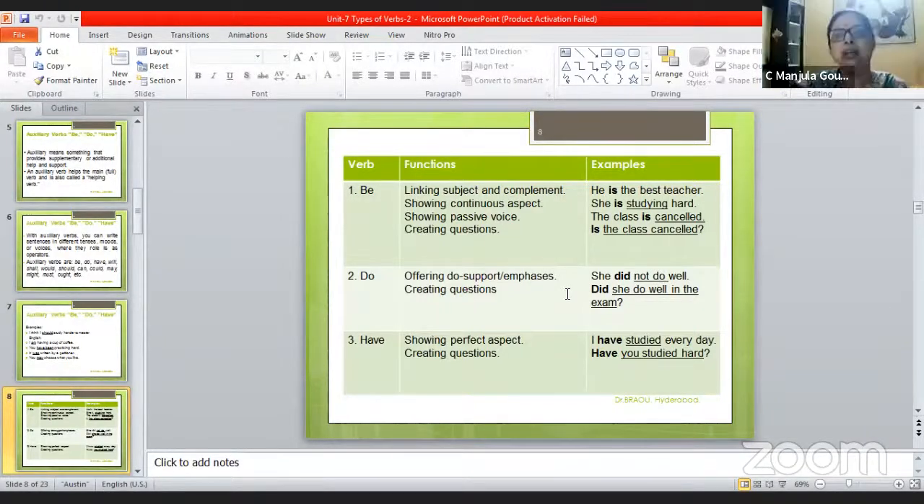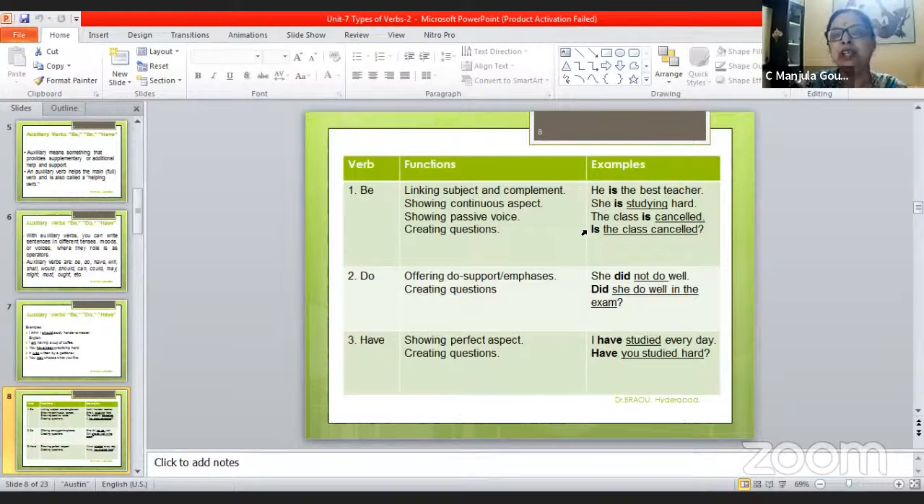It stresses why the student or the person over there, it is only she over here, or let me say, why Manjula didn't perform well. So why did she not do well? If I question it, you will get the answer: because she did not prepare well. So this is how the do support emphasizes words, and most of the time they come with negative sentences. And they help you to create questions. How do you do it? We did it in the first example also.